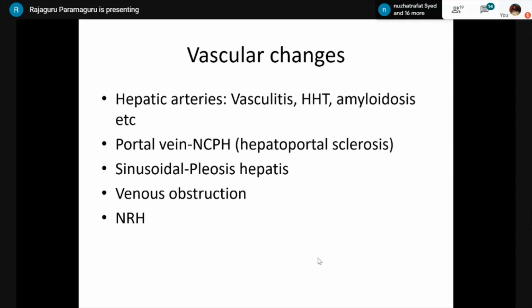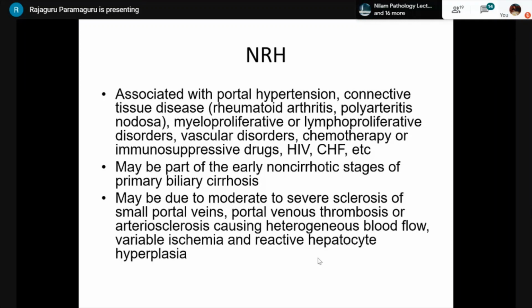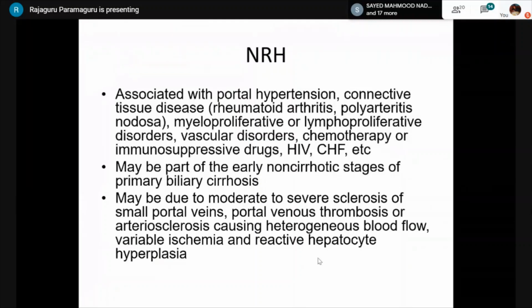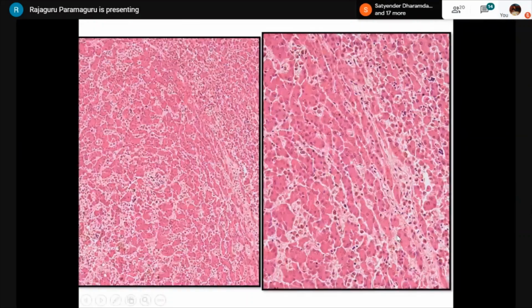I'll just briefly discuss nodular regenerative hyperplasia. This can happen because of sclerosis of the small portal veins or portal venous thrombosis, which will result in a reactive hepatocyte hyperplasia and a kind of variable ischemia. Radiologically, the liver gives a vague nodular look, and it is quite easily picked up on radiology. I don't think it'll be difficult. But when we get the biopsy, we'll have to look for certain features. The causes are plenty, but what are the features we'll have to look for?